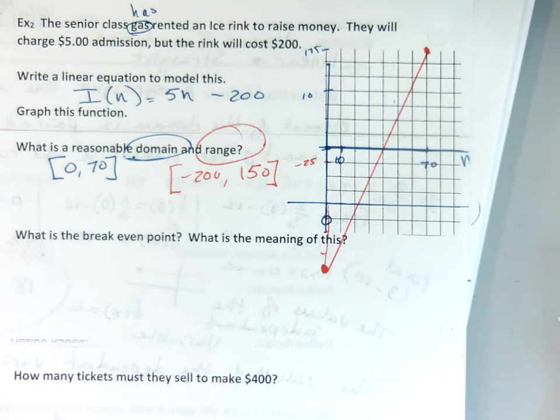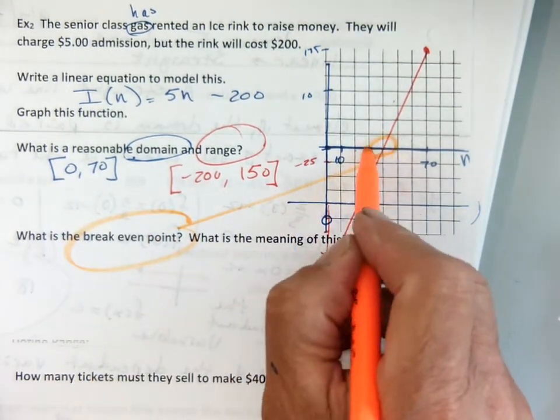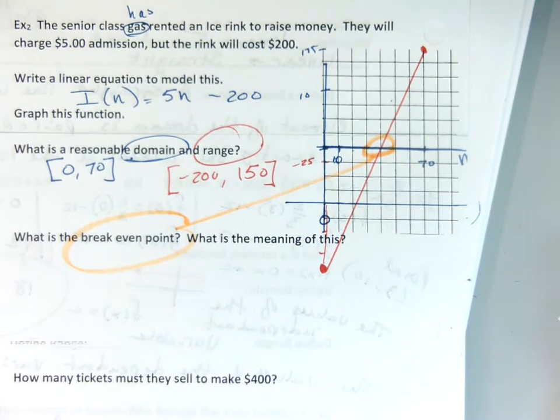All right. So what's my break-even point? It's right there, isn't it? Let me go ahead and highlight it. My break-even point is right there, okay? It's also called a zero, right? So we don't make any money. We don't lose any money, but we don't make any money. So how could we find that point?